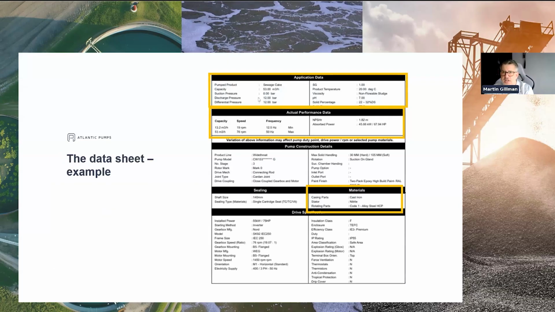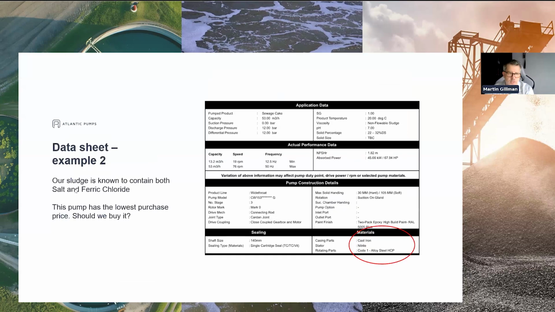Okay, data sheet example, I think we've covered this. All right, where to look: application data, actual performance data. You'll find it in different sections of the sheet, but always be aware of those parts you're looking for. Those are important. So, a little example here: my sludge is known to contain both salt and ferric chloride. I've got to consider that in my pump build. The manufacturer should have already done that, but it's your job to check it.